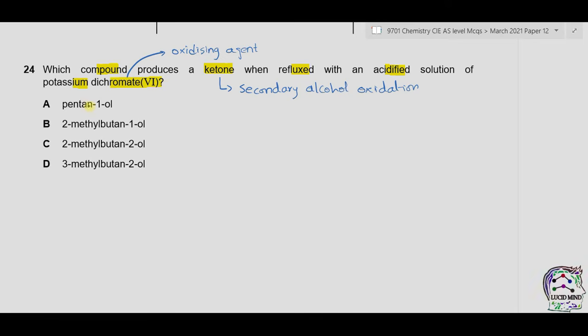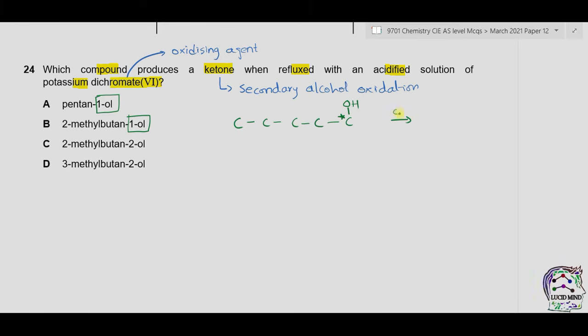Let's find out which one is primary and which one is secondary alcohol. In short, whenever it is 1-ol, it means it is a primary alcohol. Whenever it is 2-ol, it can be primary or secondary alcohol. Let's draw the structures. First one is pentan-1-ol. In pentane, we have 5 carbon atoms and single bonds. 1-ol means that the OH functional group is present on the first carbon atom. Now this is a primary alcohol because this carbon is attached directly to just one carbon atom.